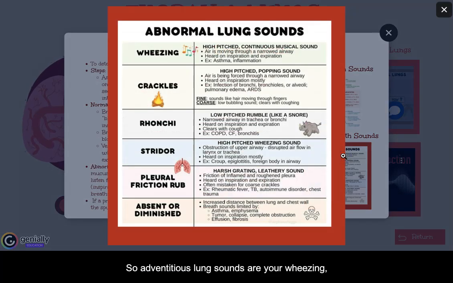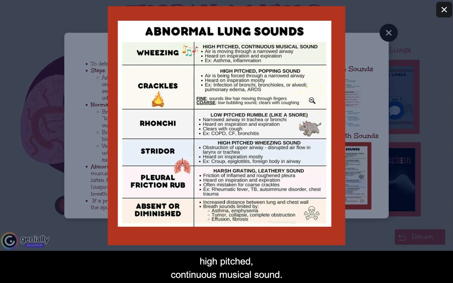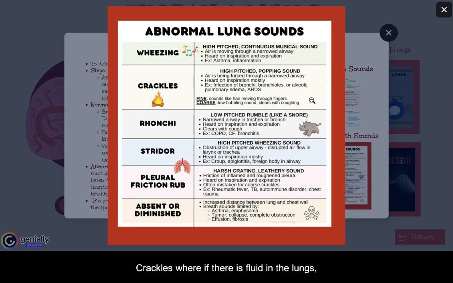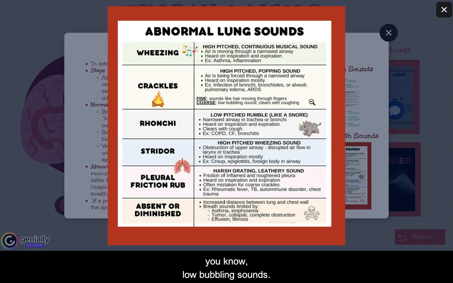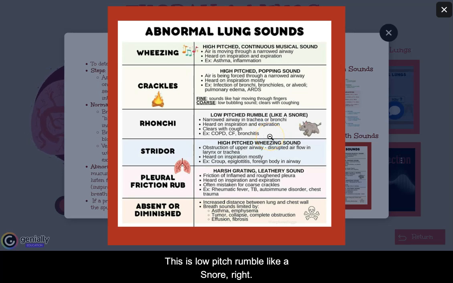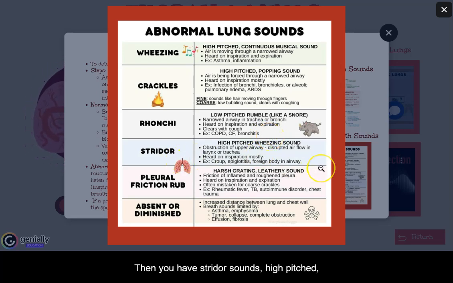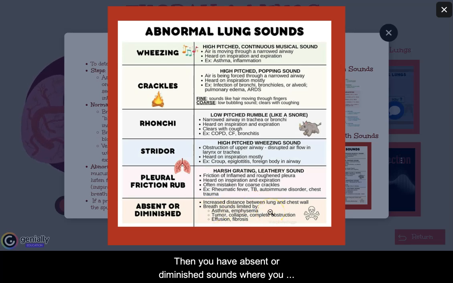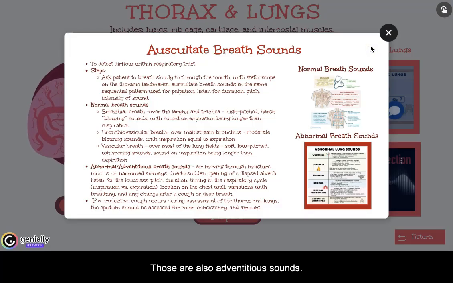Adventitious lung sounds are your wheezing, a high-pitched, continuous musical sound. Crackles, where if there is fluid in the lungs, you hear a high-pitched popping sound. Crackles can be fine, where they sound very fine, or they can be coarse, low bubbling sounds. They clear with coughing. Rhonchi is a low-pitched rumble like a snore, right? Then you have stridor, a high-pitched wheezing sound. Pleural friction rub is a harsh, grating, leathery sound. Then you have absent or diminished sounds where you don't hear anything. Those are also adventitious sounds. So those are all the abnormal ones.